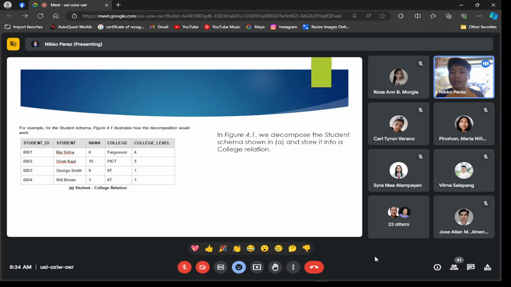Actually, this decomposition is just an introduction for you for a larger table. In our next topic, you will be working with not just one, but multiple tables.